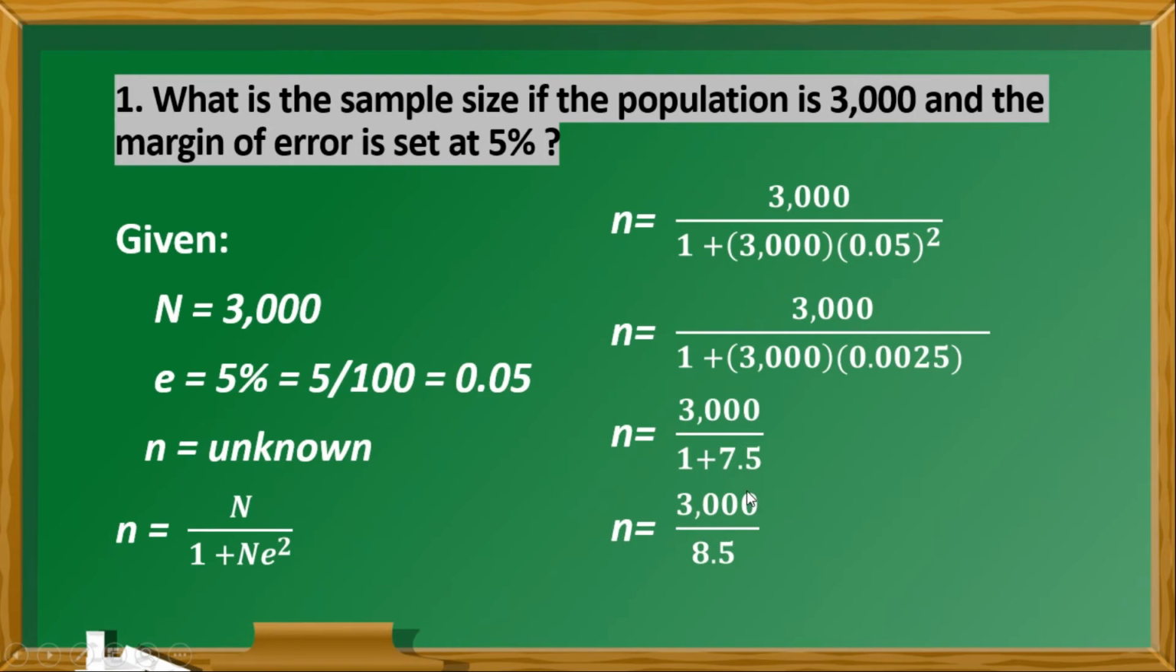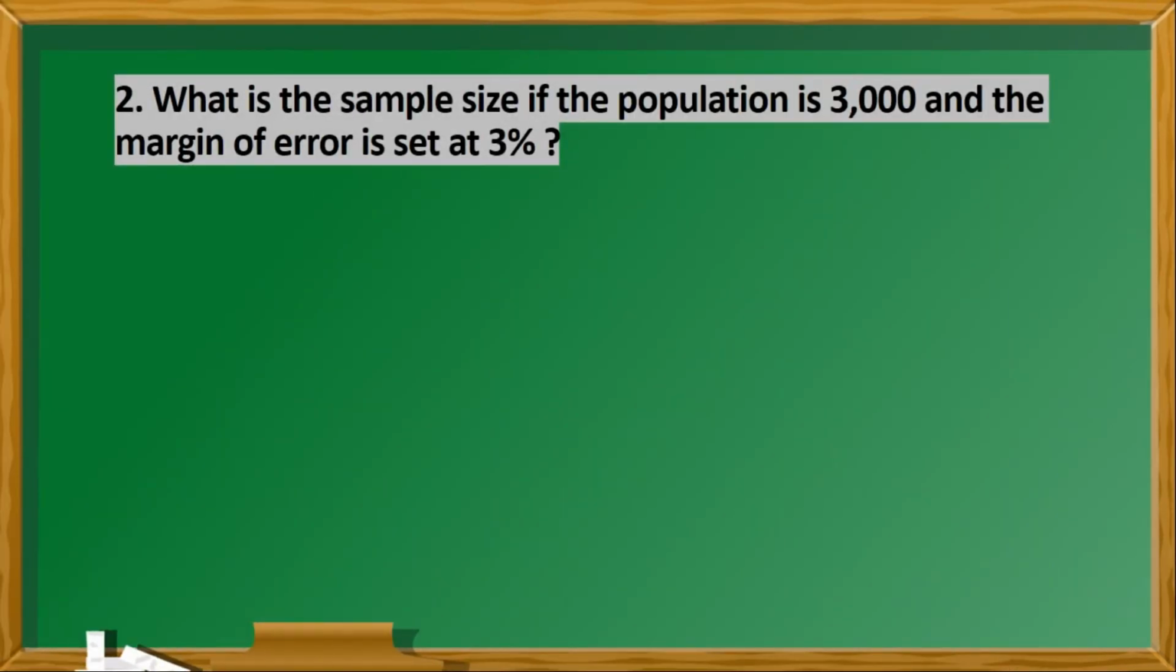For our last solution, 3,000 divided by 8.5, you can type it in your calculator. It is equal to 352.94, or pwede nyong i-round to nearest integer. So we have 353. So ganun lang ang pagkuha ng sample size ng population. Okay? Ayan, magbigay pa tayo ng halimbawa.